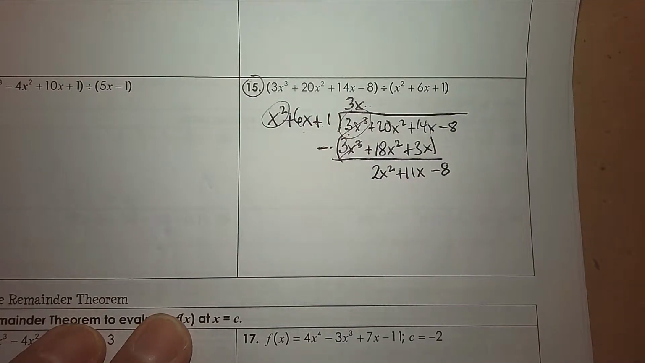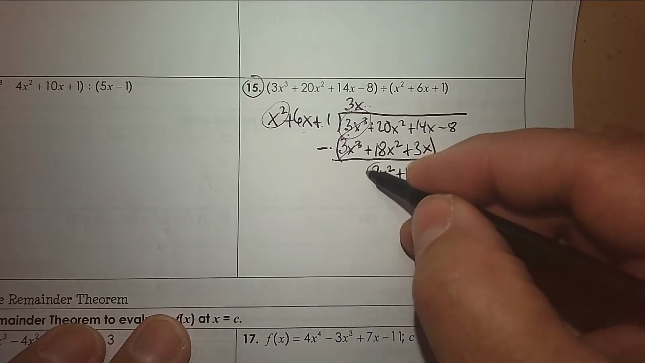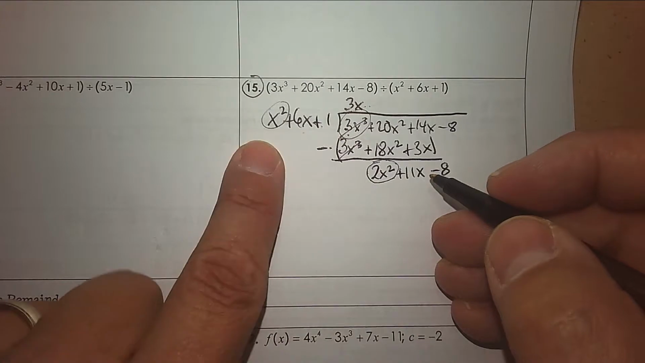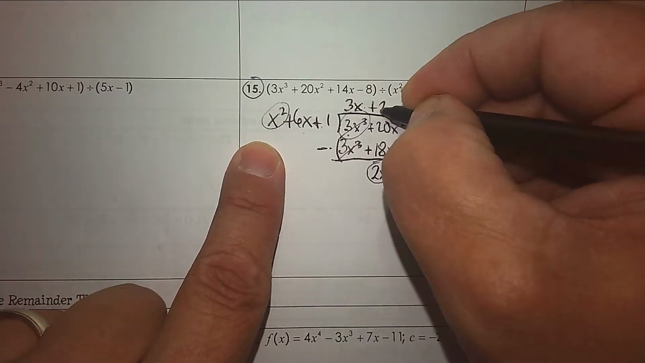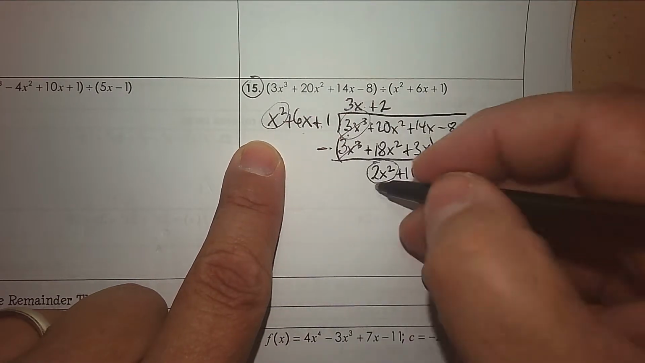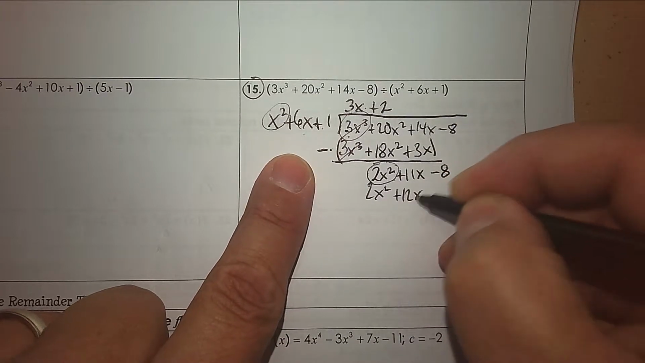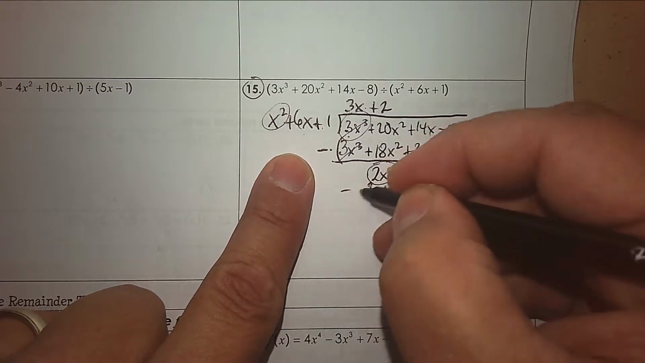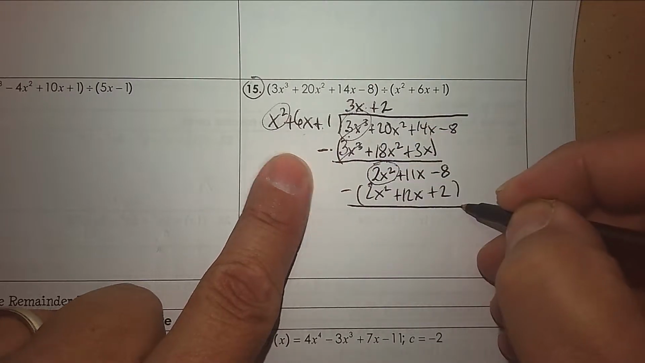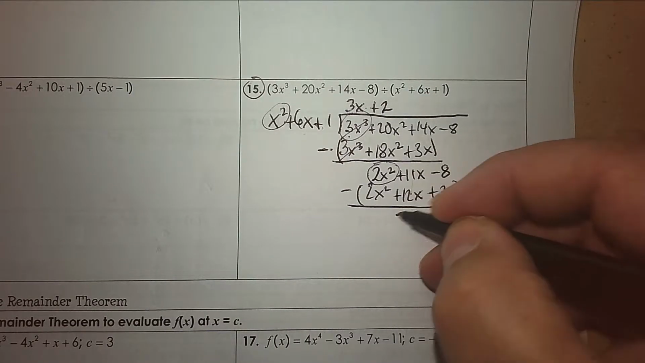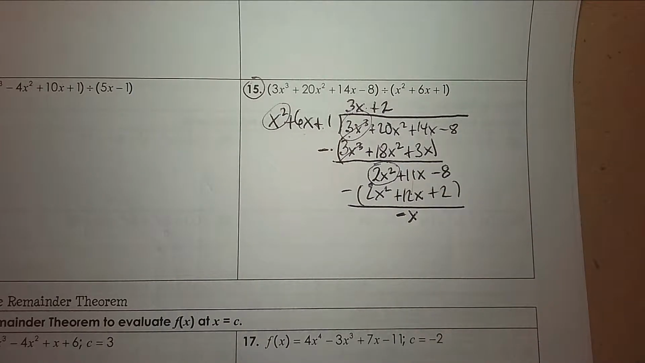We're going to do it again. Now what is the power term of the remainder? So what's 2x squared divided by x squared? So then I'm going to multiply again. Again, you're going to be careful when you subtract. So what's the remainder when I subtract? So 11 take away 12 is negative 1x. What's negative 8 take away 2?